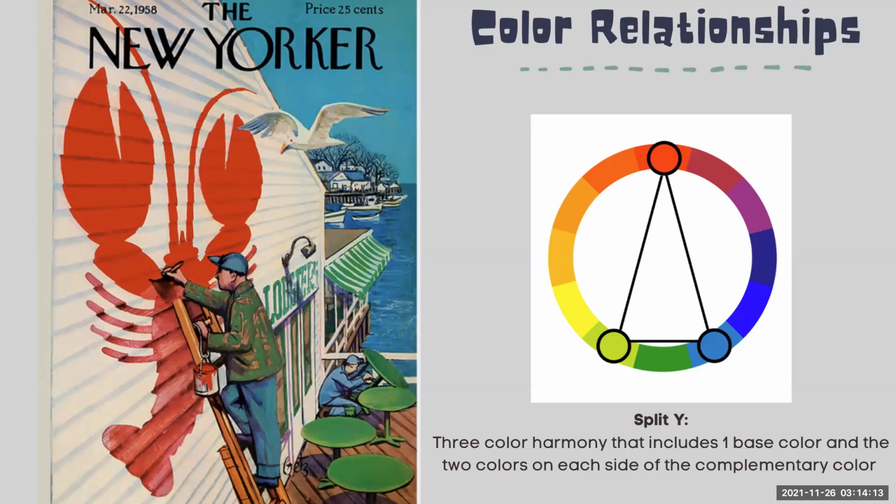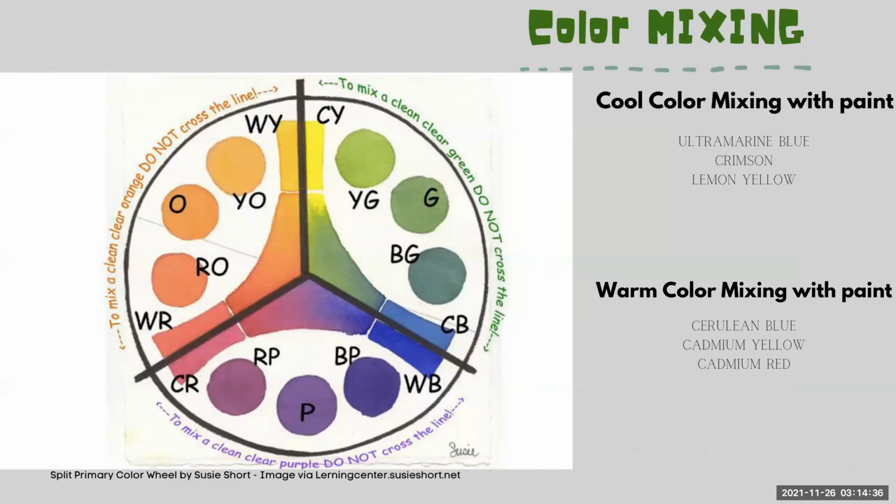The split Y color harmony. This is 3 colors that include a base hue and the 2 colors on each side of the complementary. So in this image I have of the New Yorker, you can see the red, the green, and the blue present in very high saturation, really bright, and those 3 colors together form a split Y color harmony.